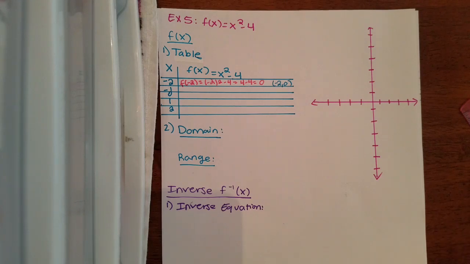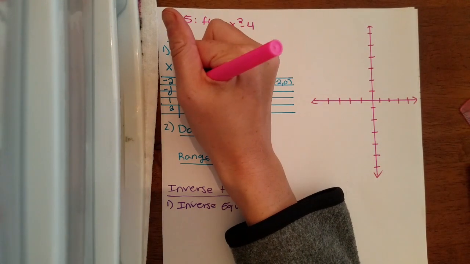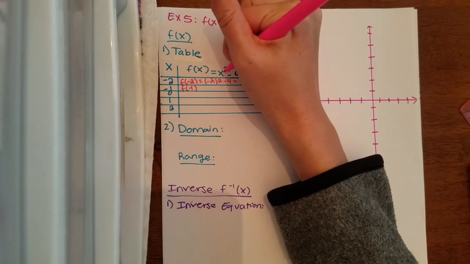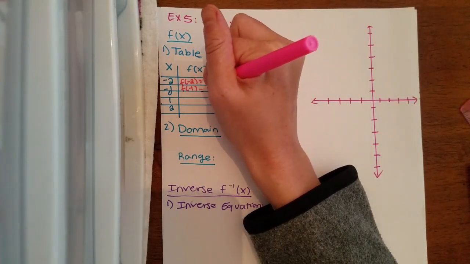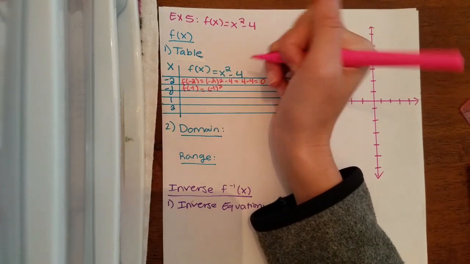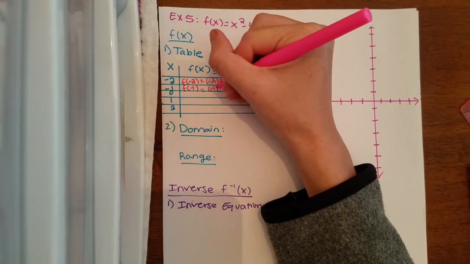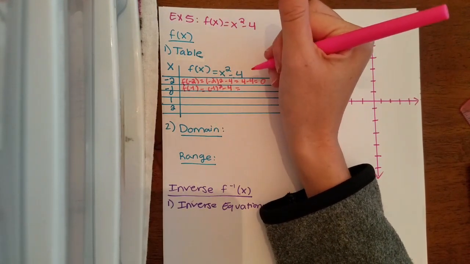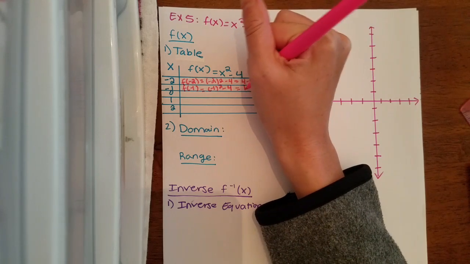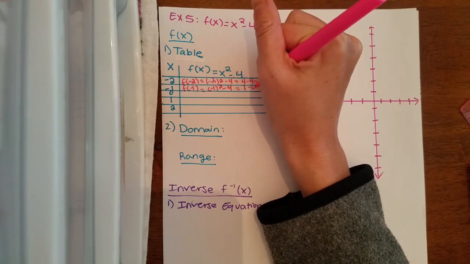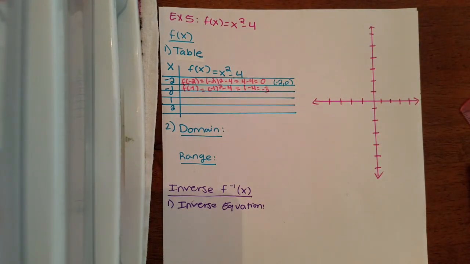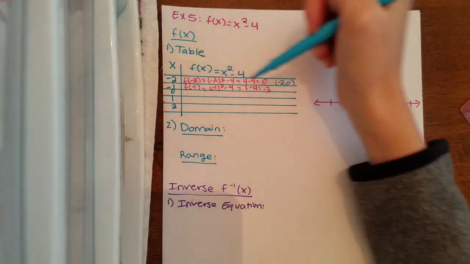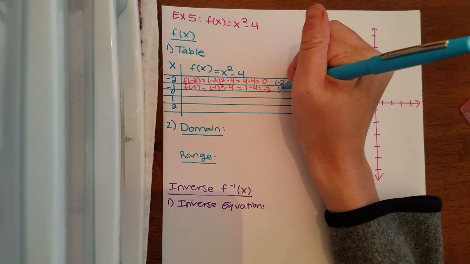Alright, we do the same thing with the next point. So now we'll be solving for f of -1, so that x right there is going to transform into a -1. So we have -1 squared minus 4. -1 squared is -1 times -1, which is just a 1. And 1 minus 4 gives me a -3. So the next point I'm going to plot is that -1, -3.